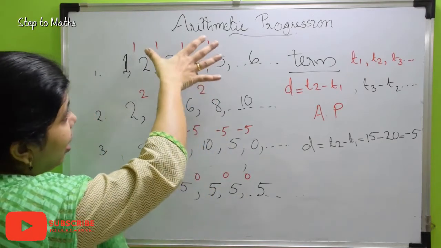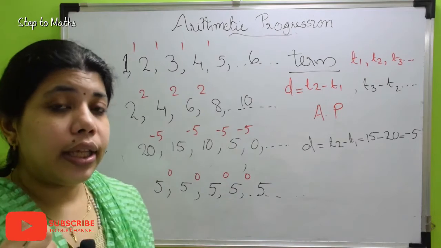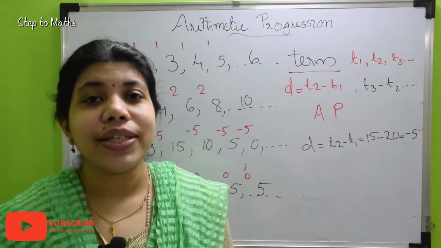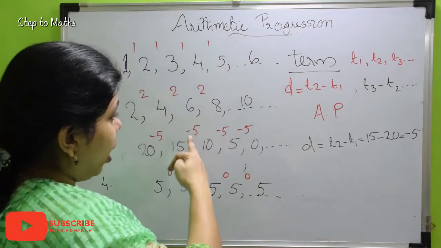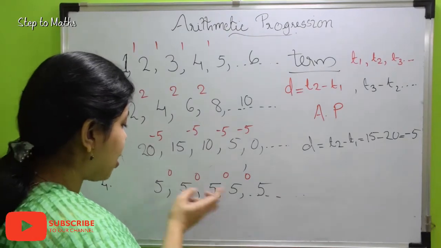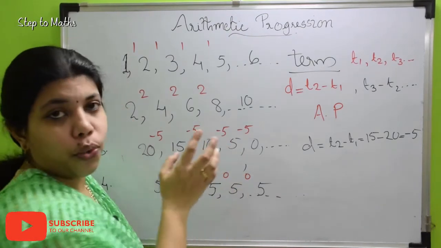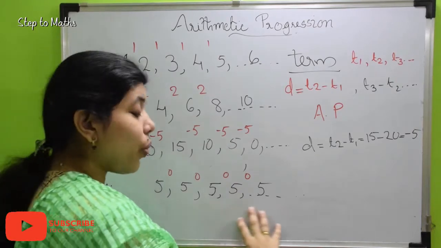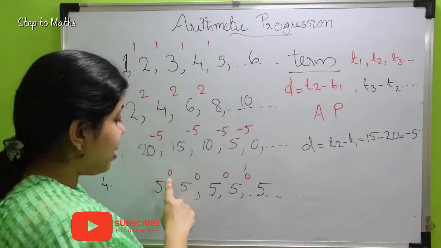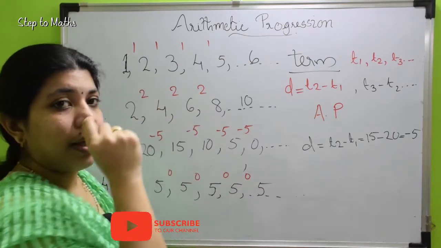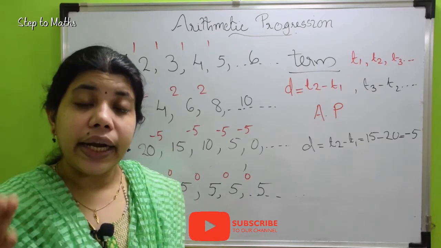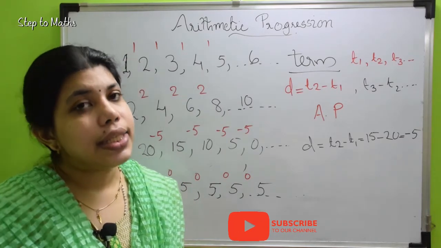That means the value of the common difference, or D, may be either positive, negative or 0. Consider the fourth sequence 5, 5, 5, 5. Here also, this is a sequence and the value of D, the common difference, is 0. That is, the value of D may be positive, negative or 0.